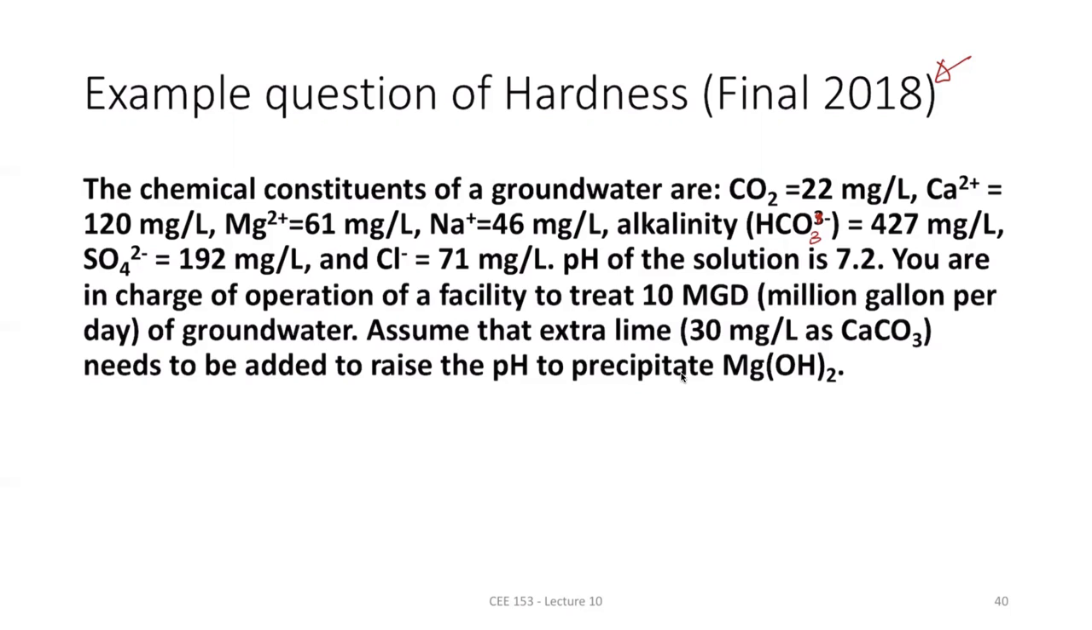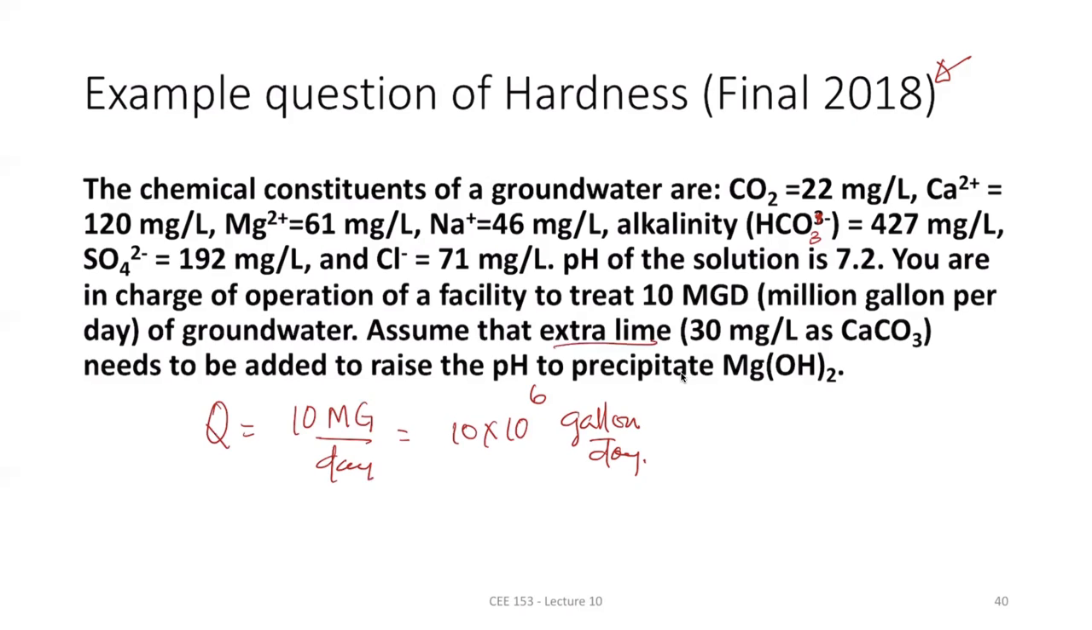You are in charge of operation of a facility to treat 10 million gallon per day of groundwater. So this is the volume that you have to treat, the volume per day. So it will be 10 million gallon per day, okay, so that's 10 to the power 6 gallon per day. Why is it important? Because if you know how much volume of water you treat, you will be able to know how much of chemicals you need to treat, or how much lime you need.